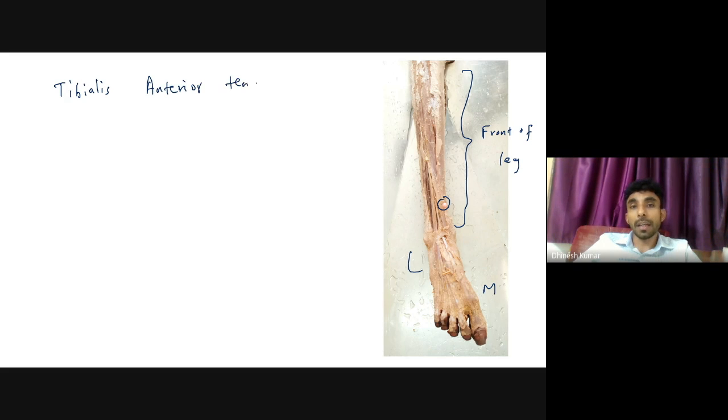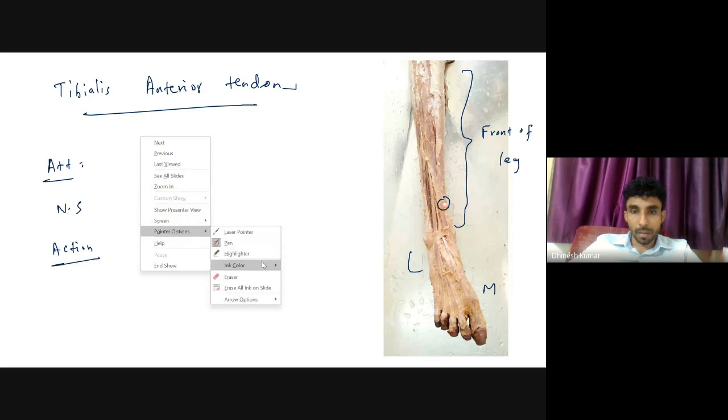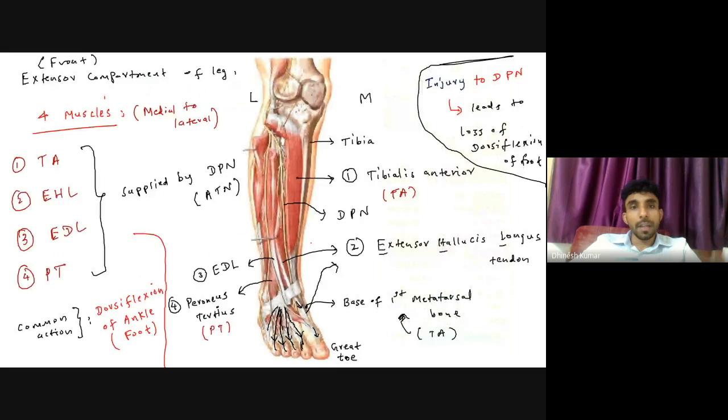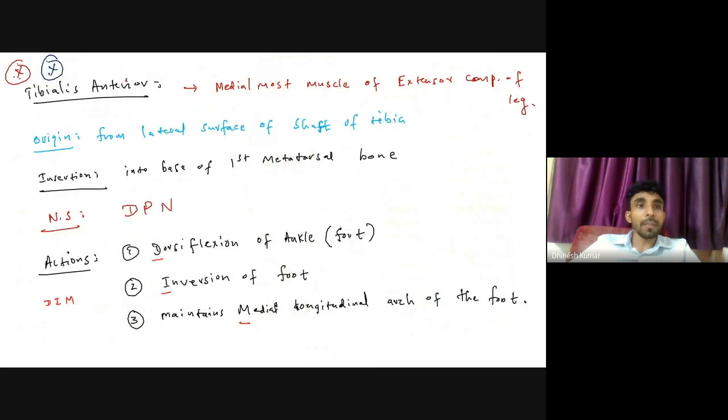Tibialis anterior tendon. So what can be the subquestions? Attachments, nerve supply, action. When you talk about the attachments of the tibialis anterior, actually this is the medial most muscle of the front of leg, otherwise called the extensor compartment of leg. In the front of leg, the medial most muscle is tibialis anterior.